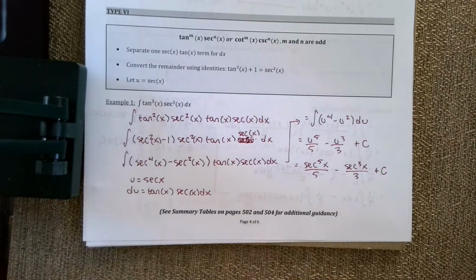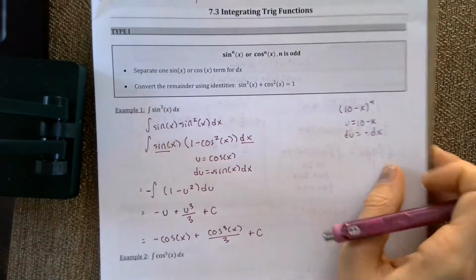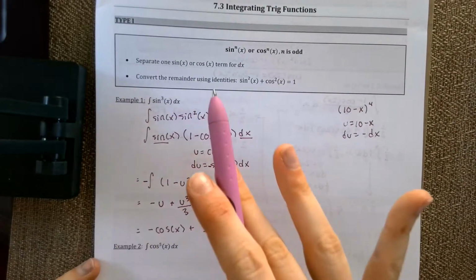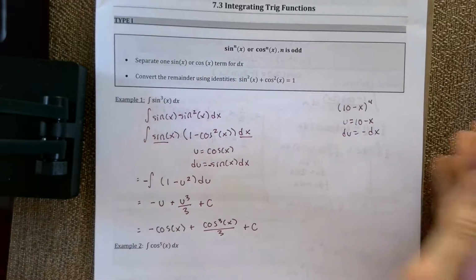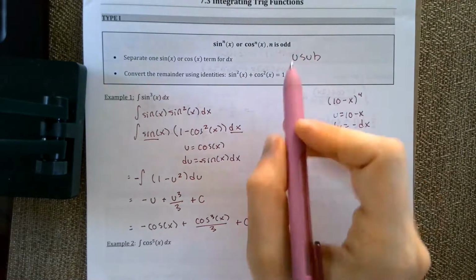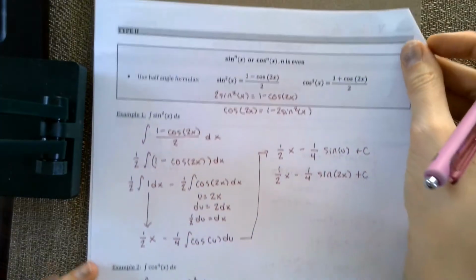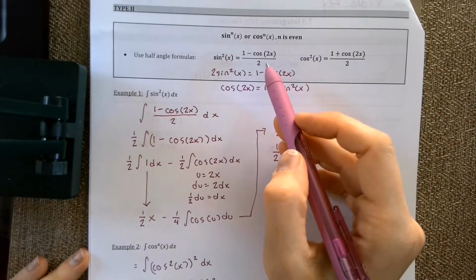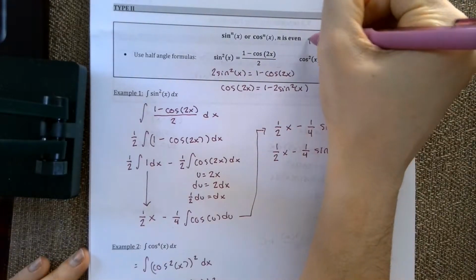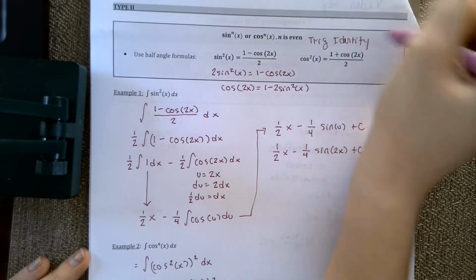Okay, so let's go through it. Let's do a summary one more time. Let me start from the beginning. Type 1, we had just sine or just cosine, and the power was odd. This, we wanted to end up doing a u sub, so peel one of those functions off so we can do a u sub. Type 2 was where we had just sine or just cosine and the power was even. We wanted to use a trig identity, and that's where these half-angle identities came in.